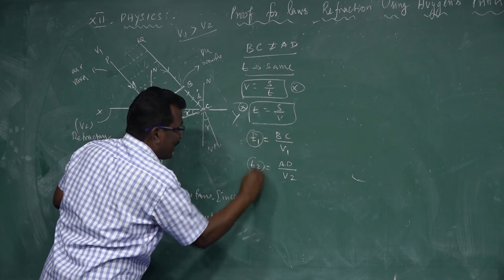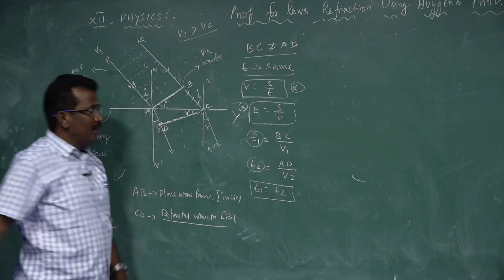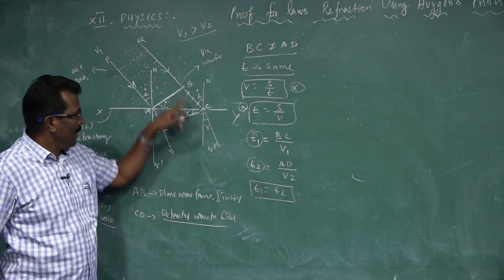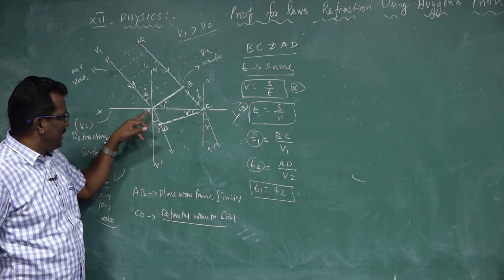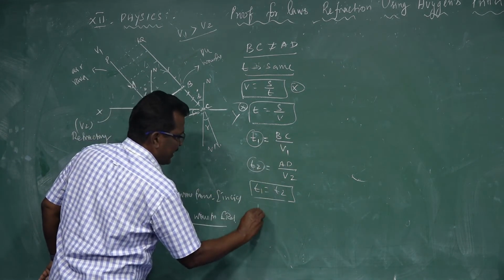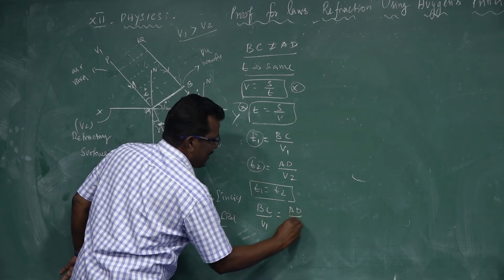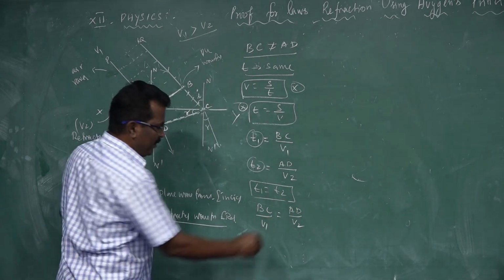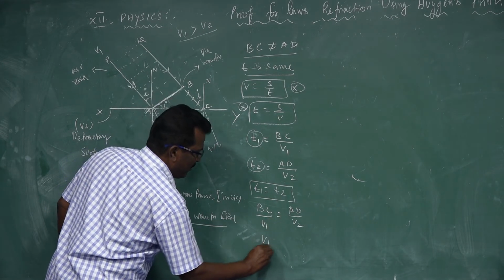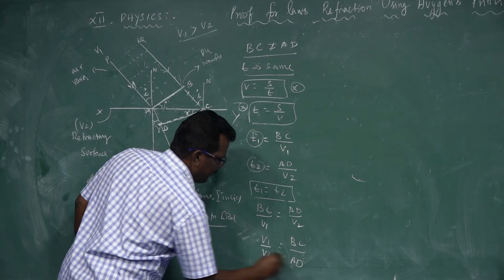But T1 and T2 are equal. T1 is equal to T2, since the light travels from B to C in the same time that it travels from A to D. So T1 is equal to T2. What is T1? BC by V1 is equal to AD by V2. Now rearranging, V1 by V2 is equal to BC by AD.